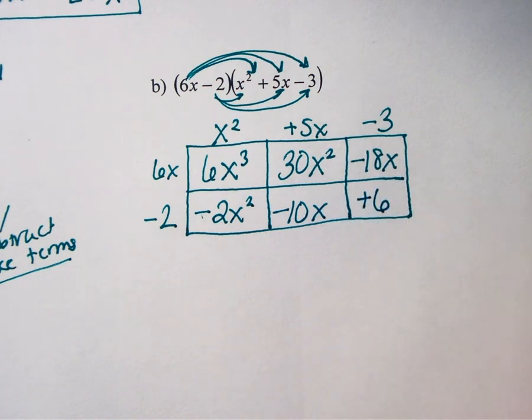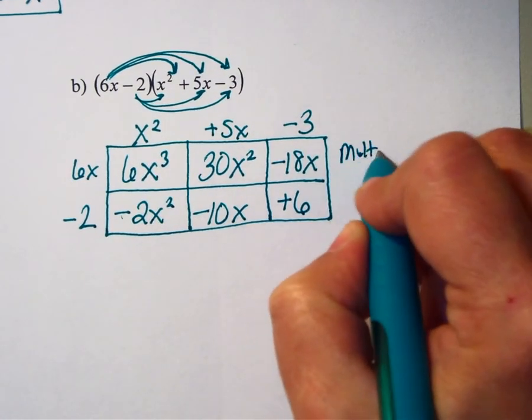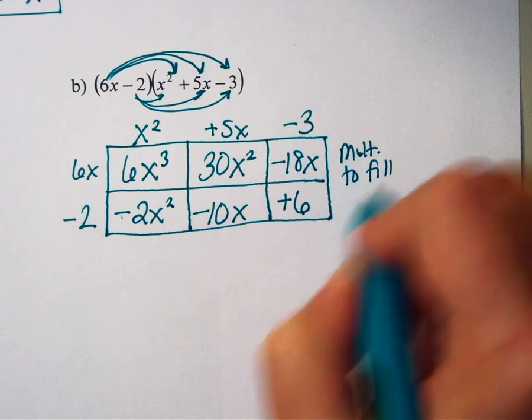So once again, we multiplied to fill the box. Exponents changed. Multiply to fill. Exponents change.